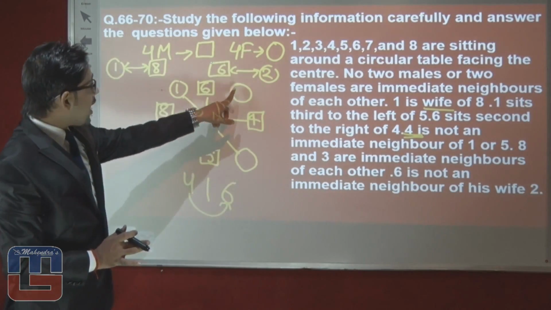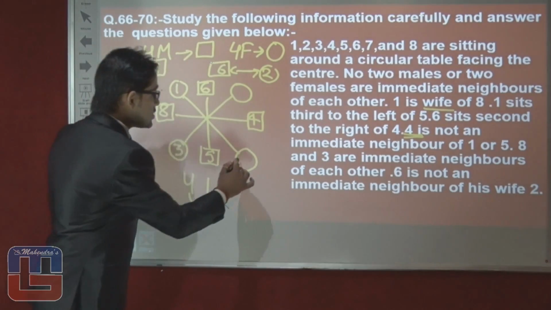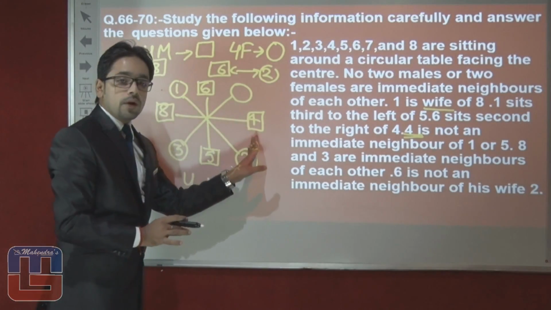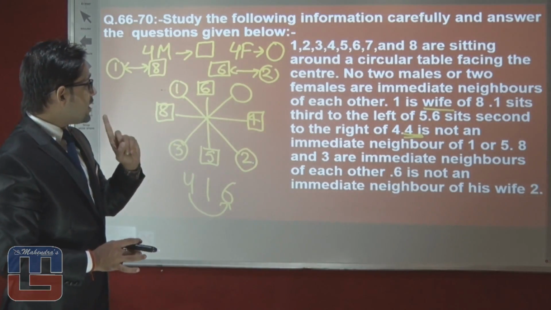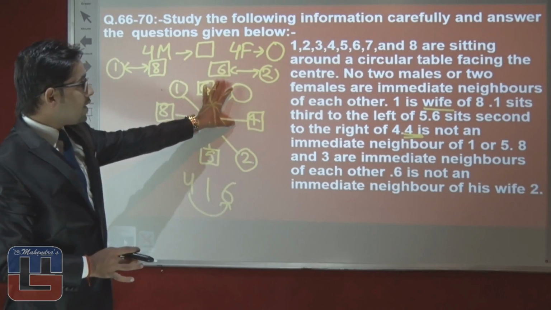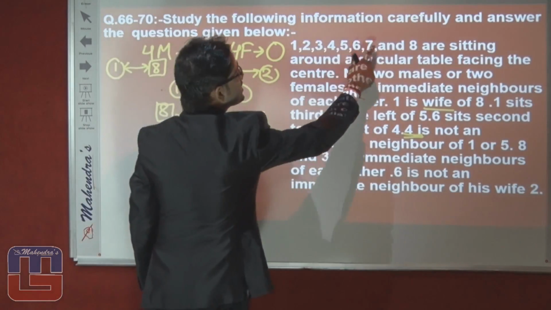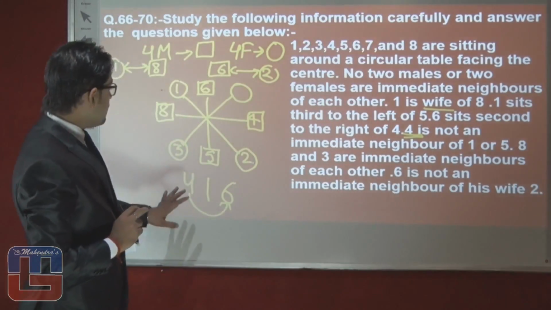It means we cannot place 2 here, so only one place is vacant for 2, that is between 5 and 4. Only one position exists, one position is vacant here. You can look over here. Now find out who will come here. 1, 2, 3, 4, 5, 6, 7 and 8. 8 members we have already mentioned.